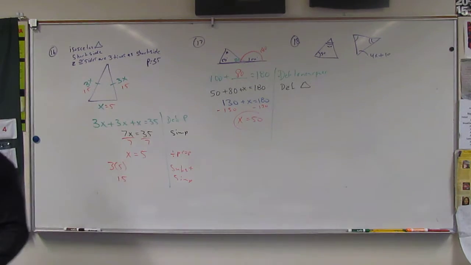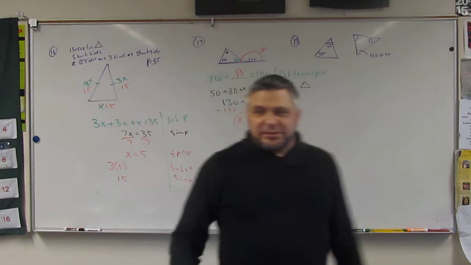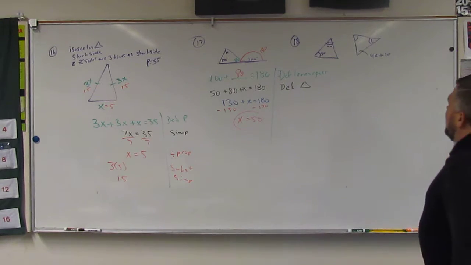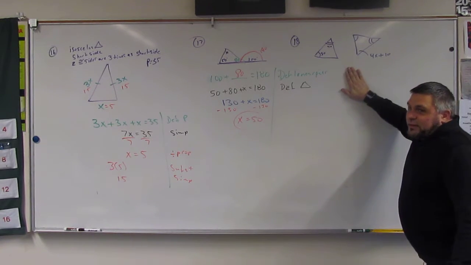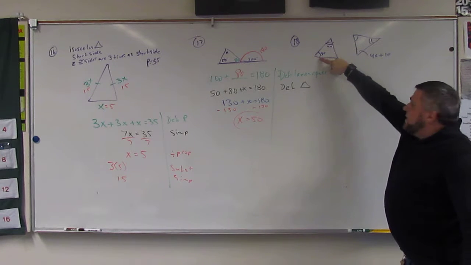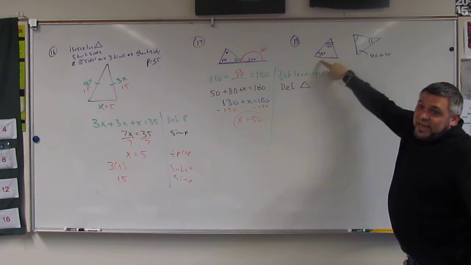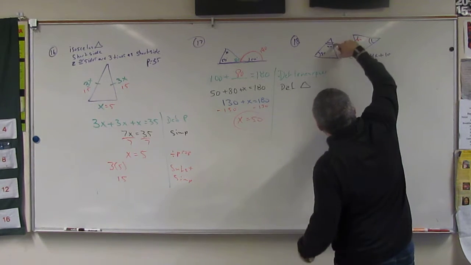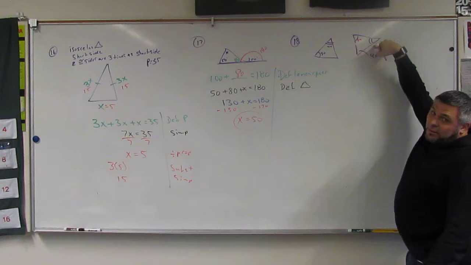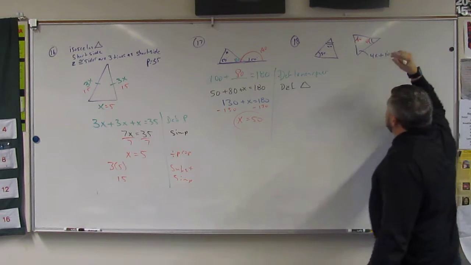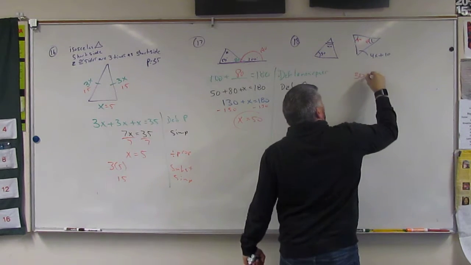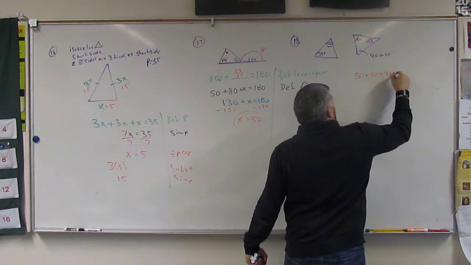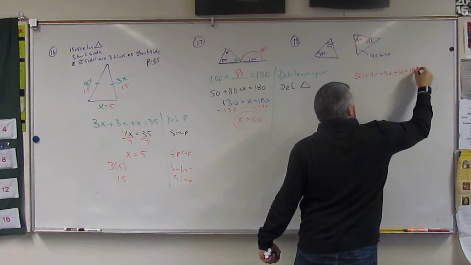So the answer to 17 is D, 50 degrees. Not the 30 degrees, right? Does that make sense now? Yeah. Okay? Now we do the same thing with this one. If this has a 1 and this has a 1, are they the same? So then that's 30. If this has a 2 and this has a 2, are they the same? Yep. So that's 40. So that means 30 plus 40 plus 4x plus 10 is equal to 180, right?